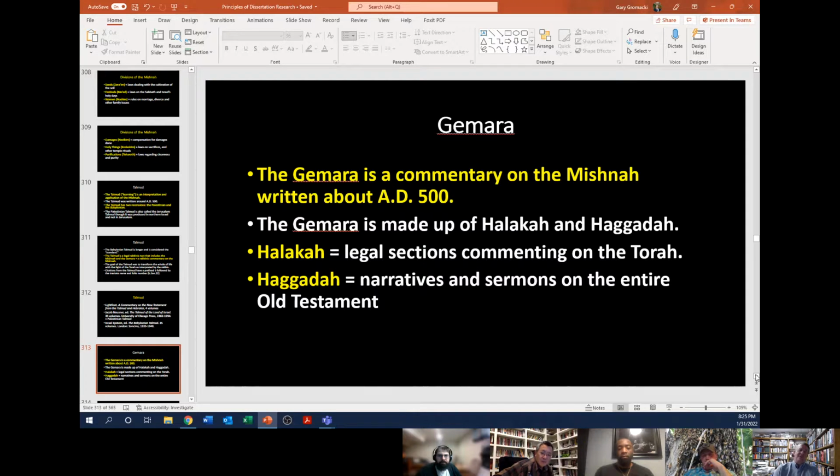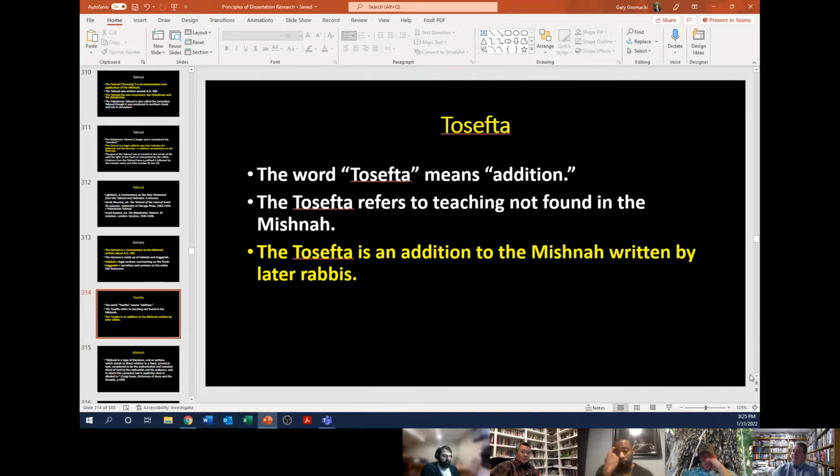You'll be talking more about this in the Torah class. As you look at the Torah, it's not just law, right? It includes narrative. Think about Genesis, think about Exodus, right? And sermons. The Tosefta means addition. So the Tosefta refers to teaching not found in the Mishnah. The Tosefta is an addition to the Mishnah written by later rabbis. So that's why it's called an addition.